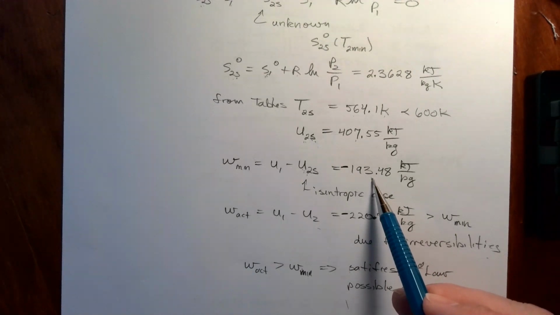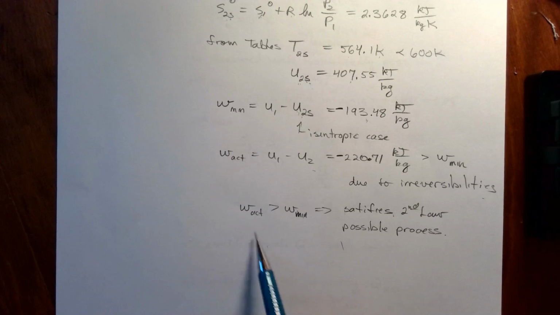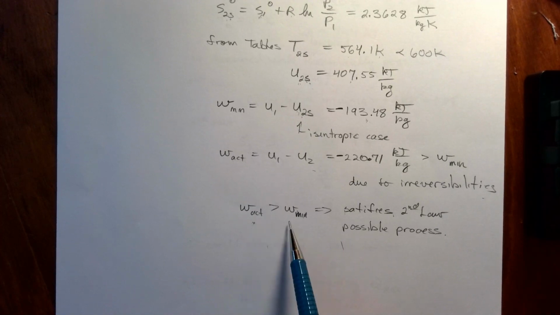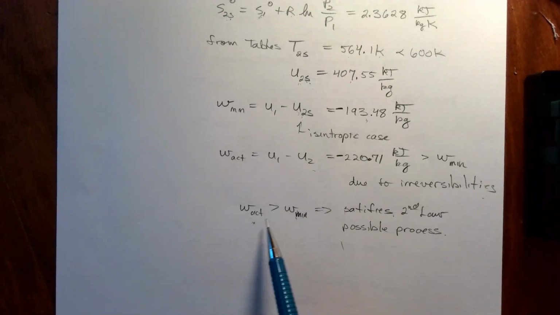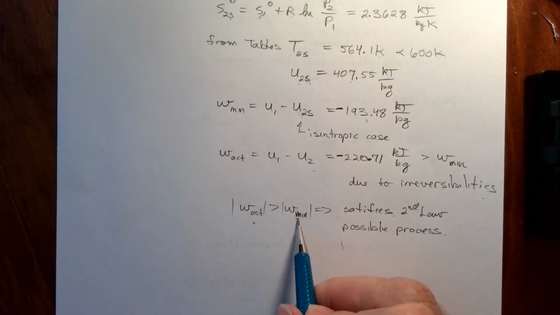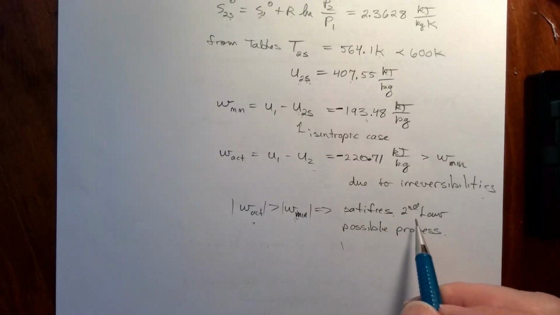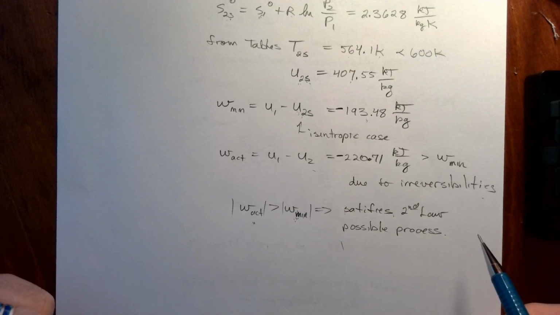So with no irreversibilities, it takes less work. But the actual process that they proposed, the actual work, it's an input. The actual work on a magnitude basis being greater than that, right? We have to put more input than this minimum, which means that it satisfies the second law. So this is a theoretically possible process.